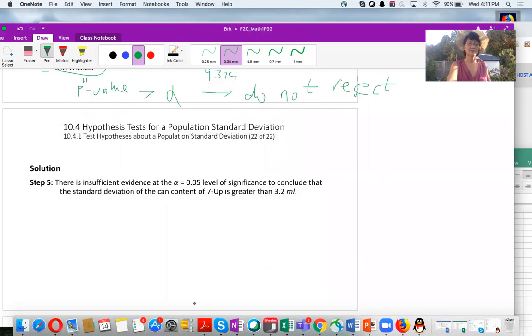So the final step, step 5, is the conclusion. There is insufficient evidence at the 0.05 level of significance to conclude that the standard deviation of the can is greater than 3.2. Not sufficient evidence to conclude it is greater than 3.2 means you reject H1, so you accept H0. In other words, the population standard deviation is 3.2.